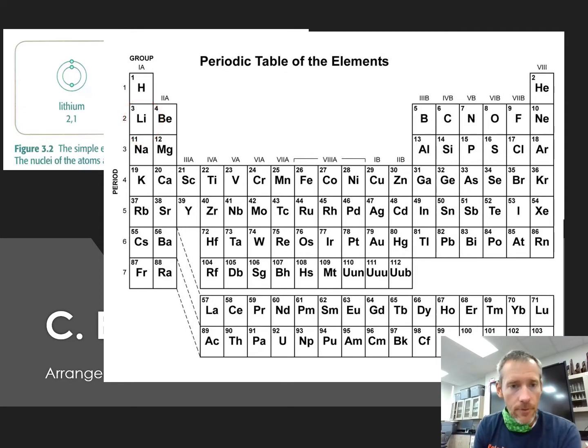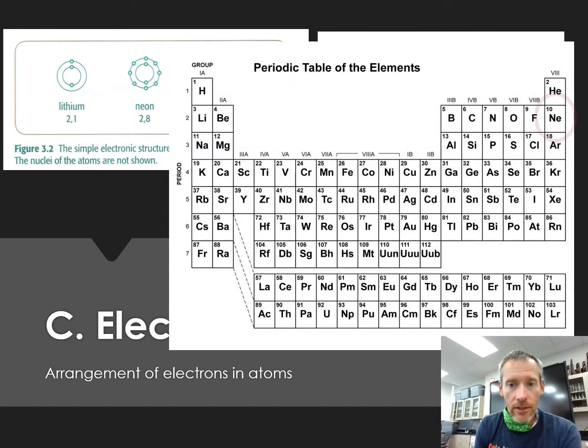Neon here is number 10. Again, it has 2 electrons in the first shell because of hydrogen and helium, and then for the second one you count over and it has 8, all the way to neon. 8 plus 2 gives you 10.